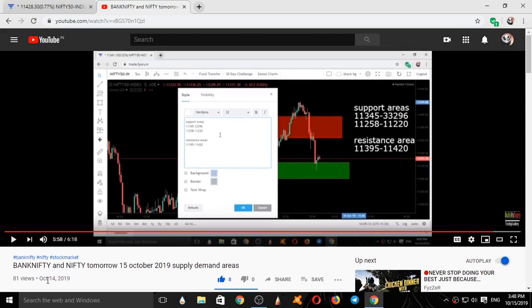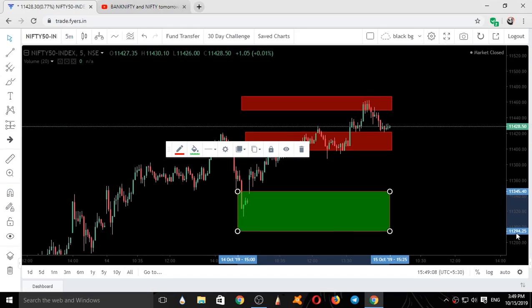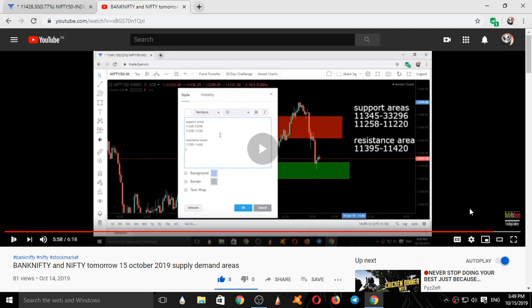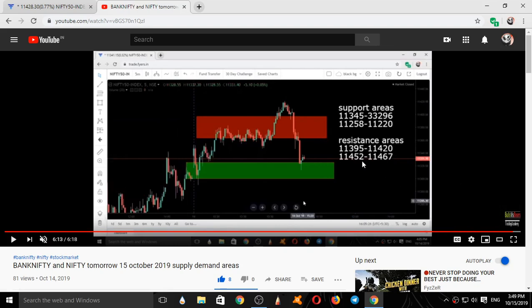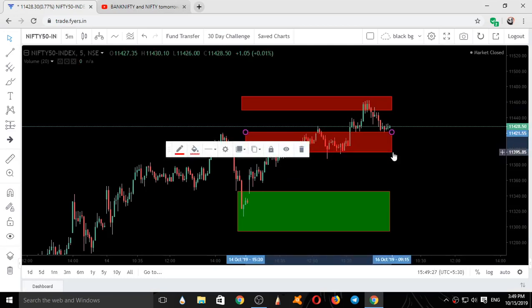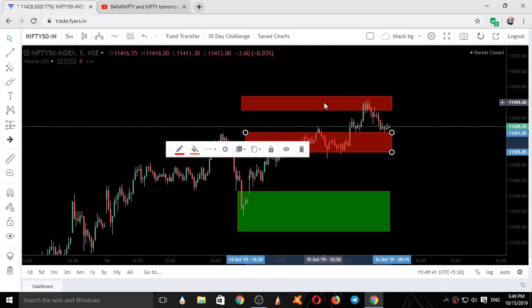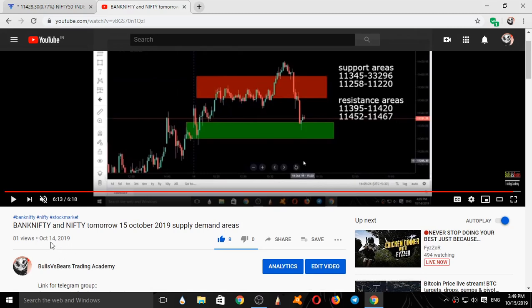So the levels given on 14th October 2019 are 11345 to 11296, and 11452 to 11467. So these are the three areas given in the 14th October 2019 video.